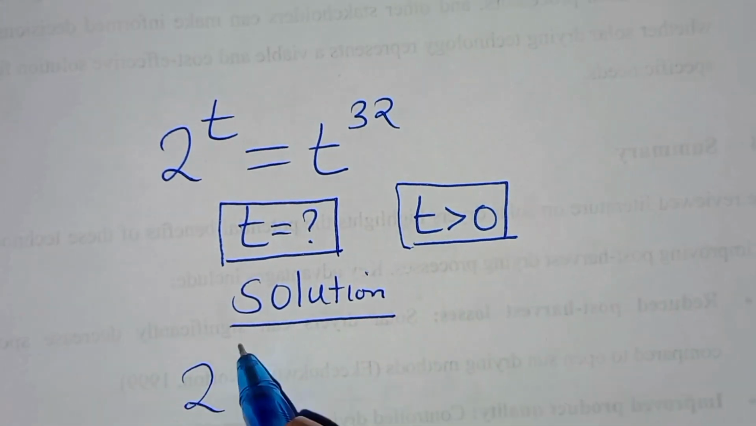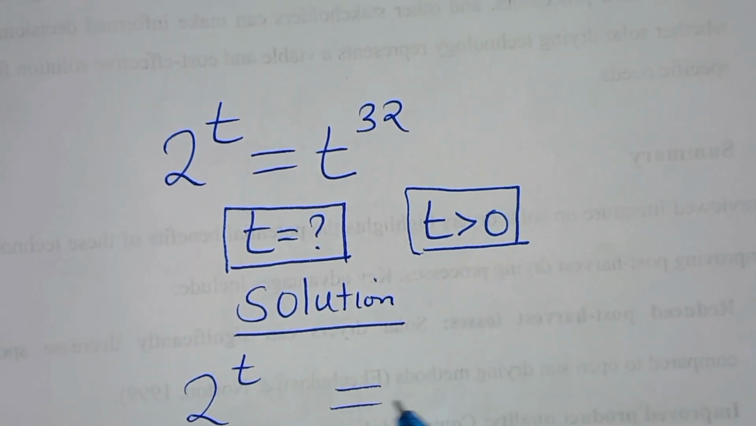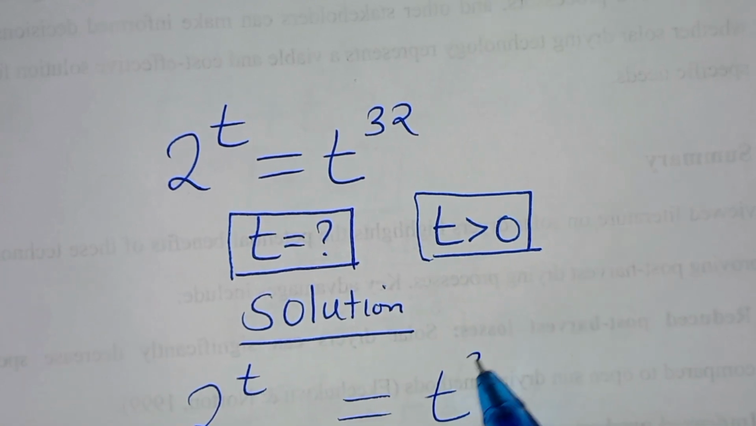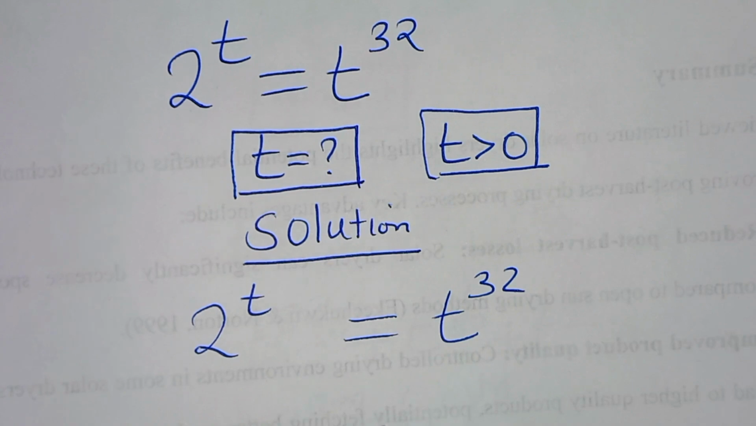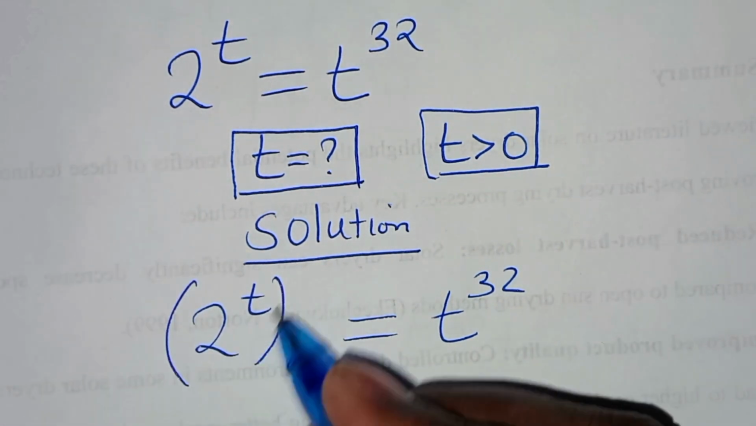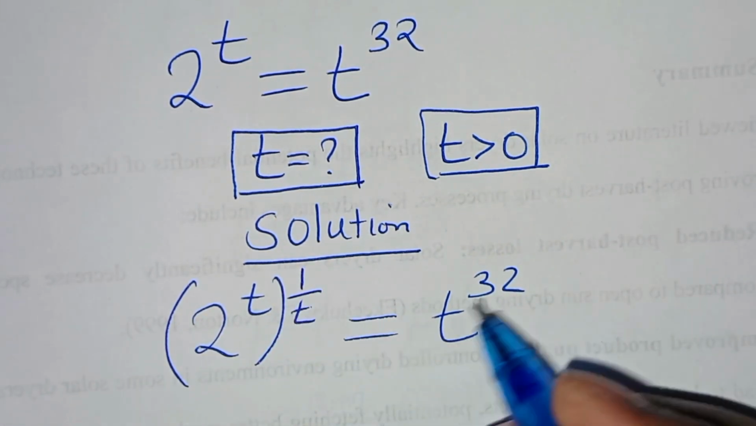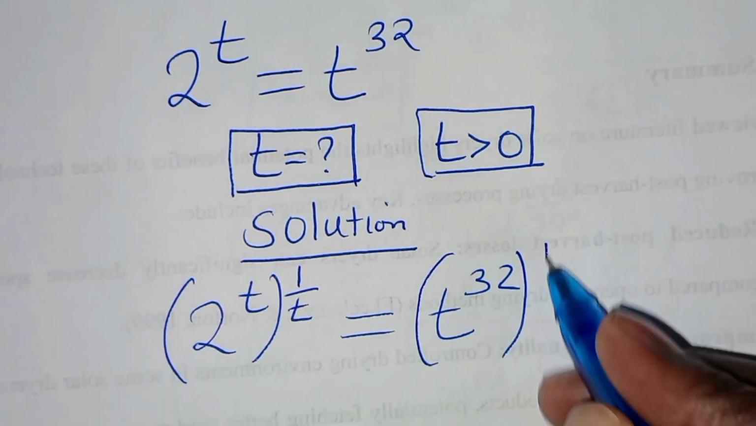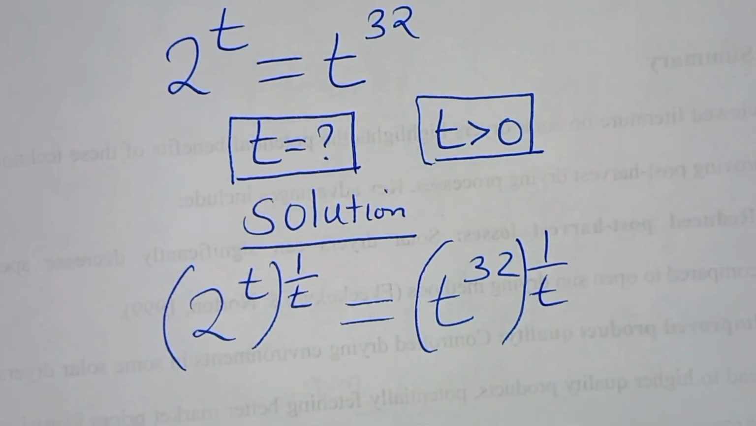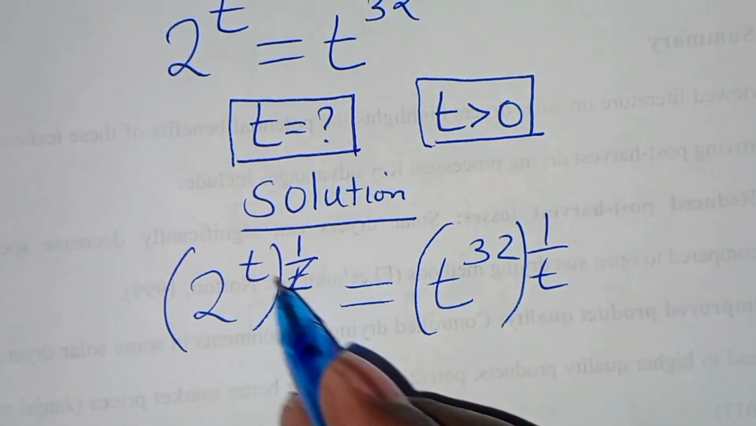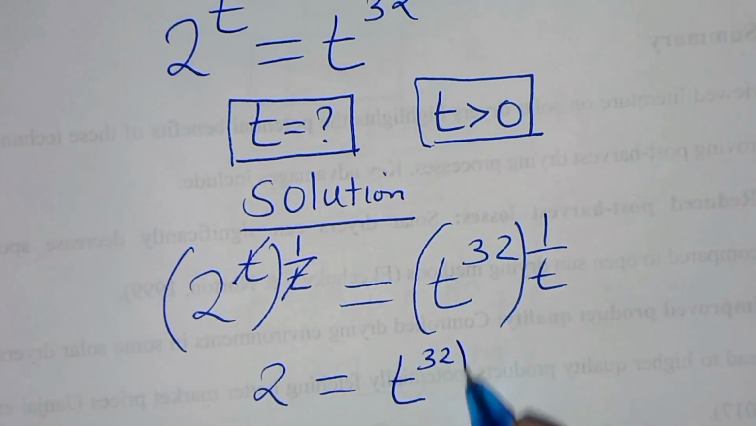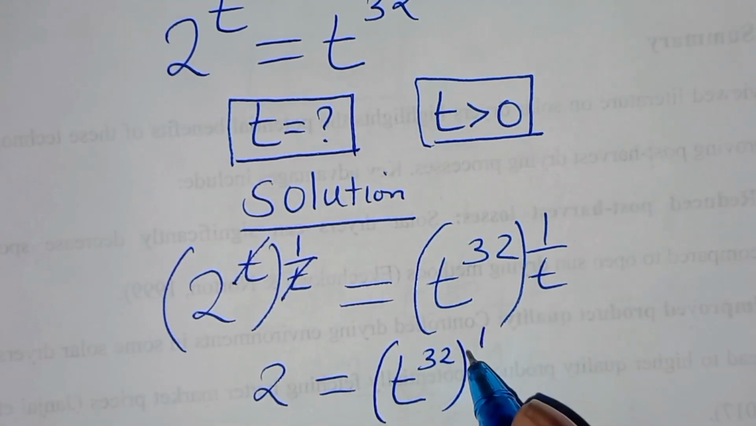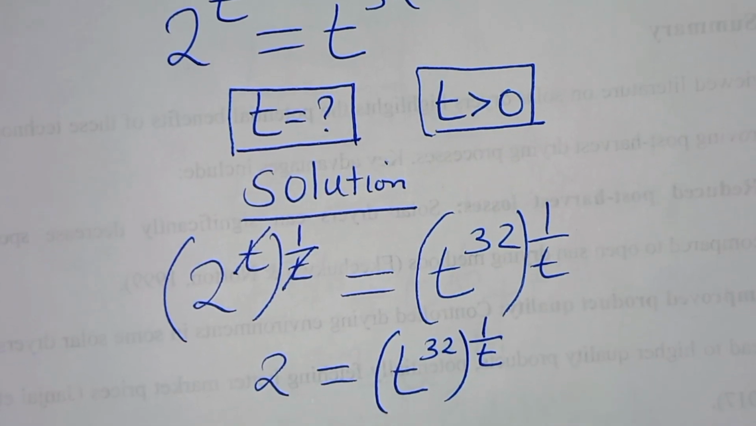we have 2 to power t equal to t to power 32. So the first thing to do here, let's multiply both sides by 1 over 32. So here we simplify, so that here we have 2 is equal to t to power 32 raised to power 1 over 32.